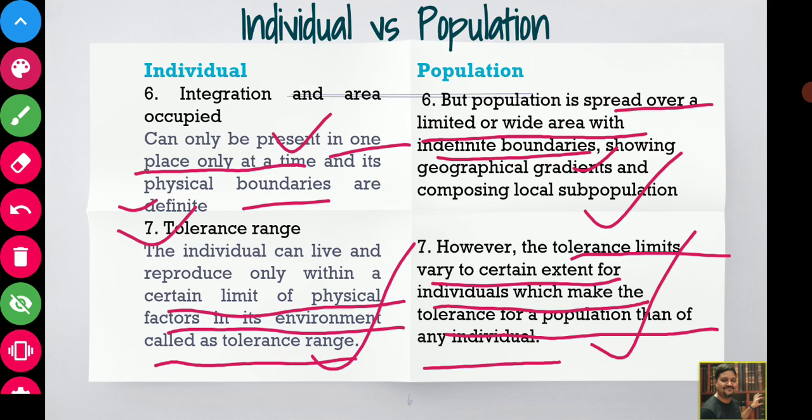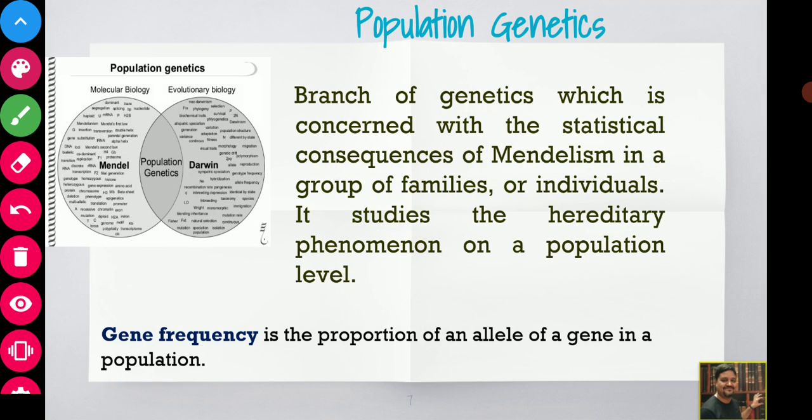So these are the 7 characteristics on which you can differentiate or you can study the difference between individual and population. So I think the difference between individual and population is clear, and if it is asked in examination, you will be able to write it in the form of a short answer. Okay. The next one is population genetics. Actual population genetics I will be discussing from the next lecture onward. But just for introduction, what is population genetics?